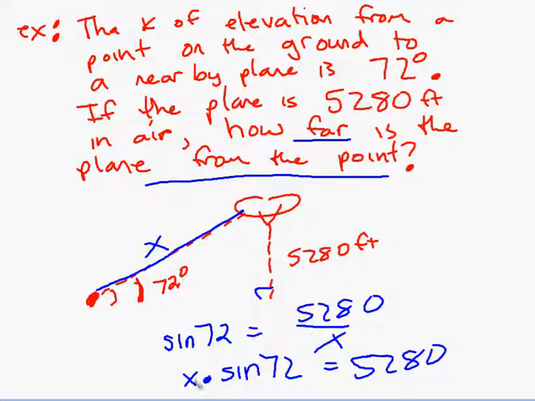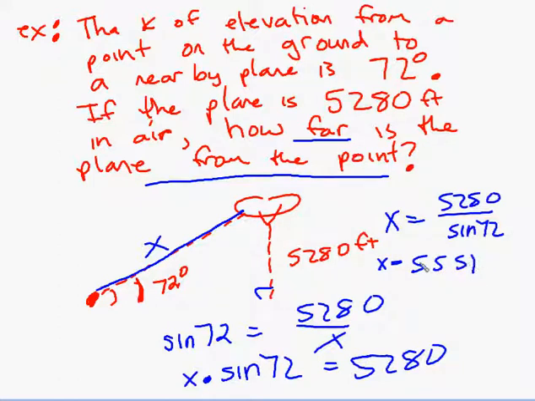Yes, and notice I'm putting the x in front. I don't put it next to the 72 because then it looks like I mean sine of 72x, and I don't mean that. I mean x times sine 72. So x is going to equal 5,280 divided by the sine of 72. And I get 5,551.52 feet after rounding. Direct distance.